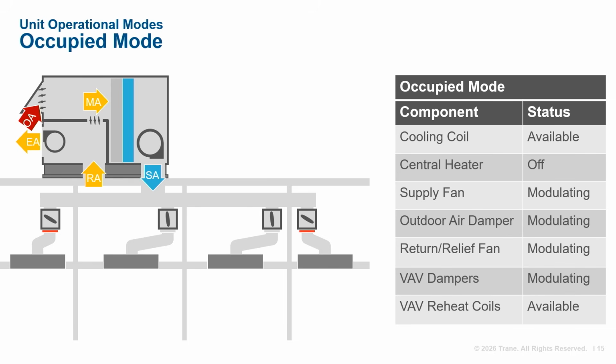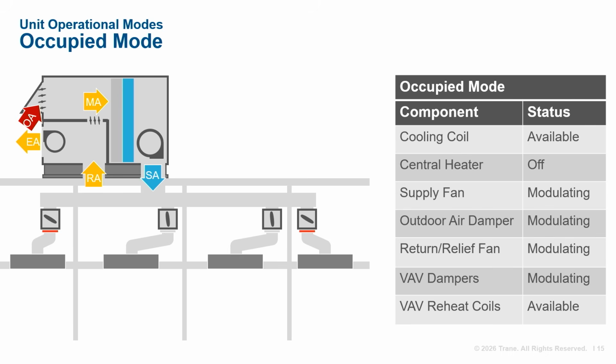VAV systems can operate in several different modes, depending upon the time of day and zone needs. This is often dictated by a schedule programmed into the controller. In the occupied mode, the system maintains the desired set point temperatures in each zone. Some zones might need cooling and others heating. The central unit uses its heating and cooling to maintain a discharge air temperature set point, like 55 degrees. The central unit also modulates the supply fan speed to maintain the duct static pressure set point.